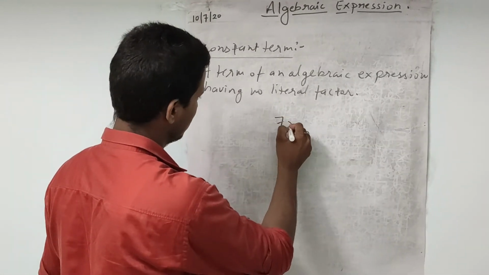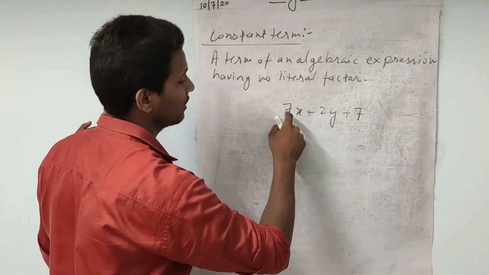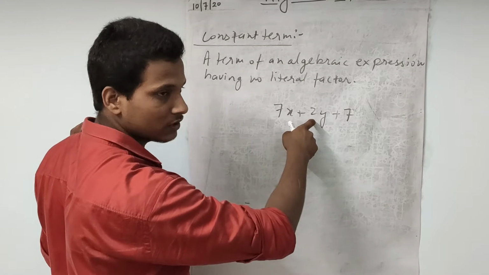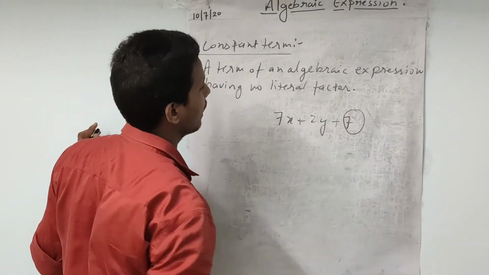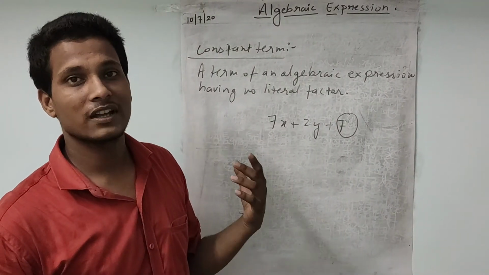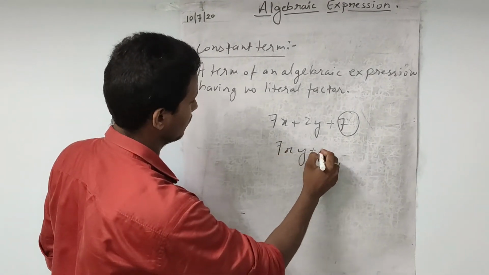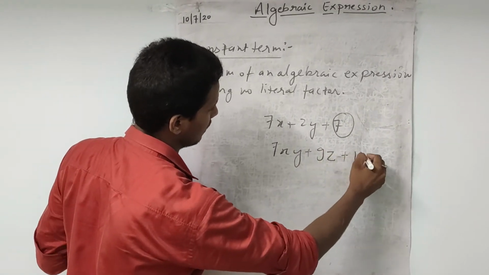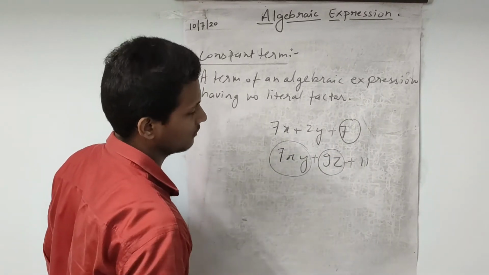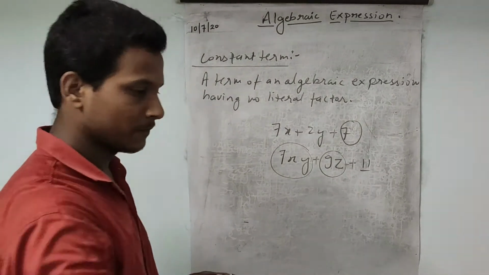Like I have written 7x plus 2y plus 7. Here the 7x and 2y terms have literal factors, so we will not consider them as constant terms. Only the 7, because it does not have a literal factor, or you can say variables, is the constant term. One more example, 7xy plus 9z plus 11. 7xy and 9z have literal factors, but 11 does not have any variable or literal factor, so it is called a constant term here.